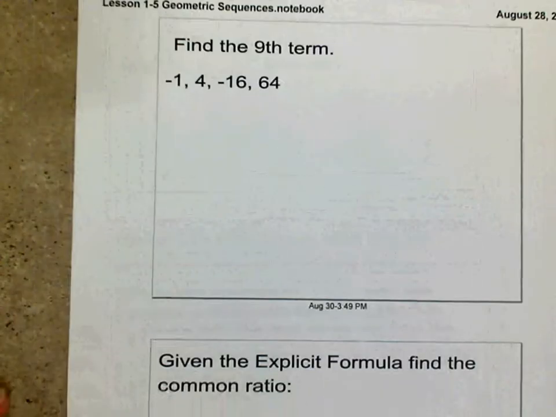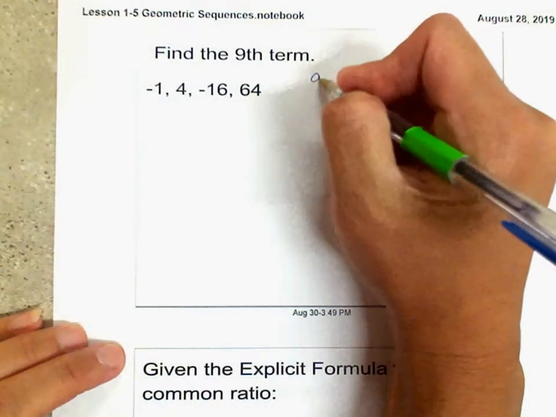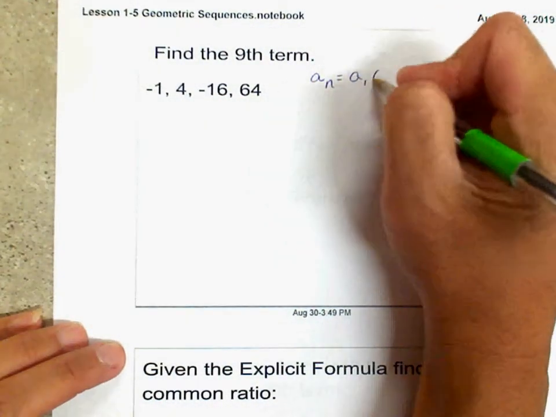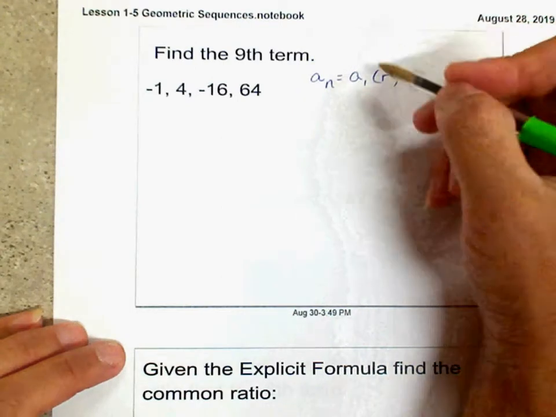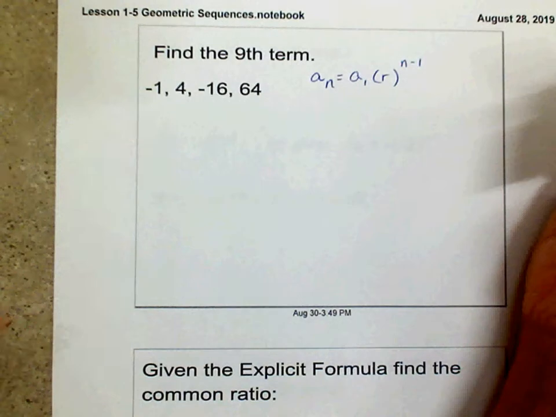All right. Let's find the 9th term of this sequence. Remember your formula is A sub n equals your first term times your R. Okay. In arithmetic we had a D. N minus 1. All right. So let's take a look.